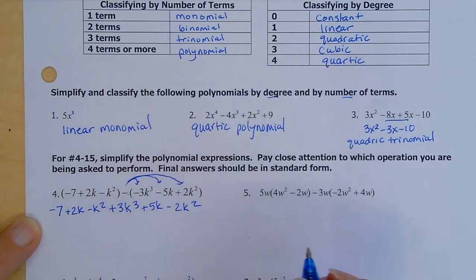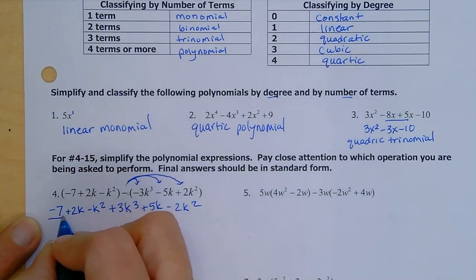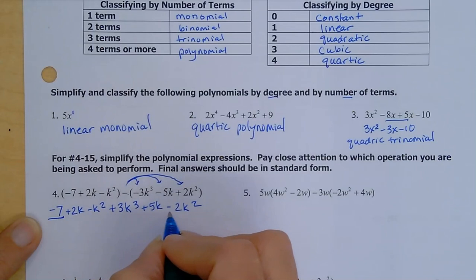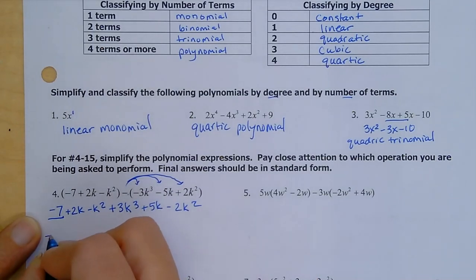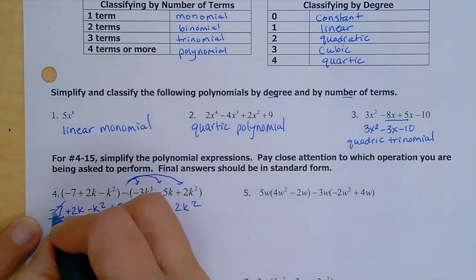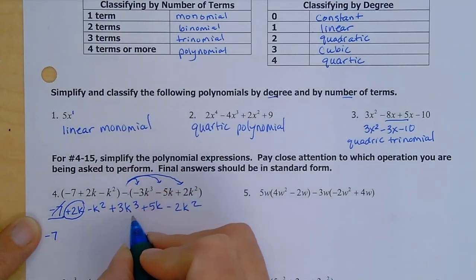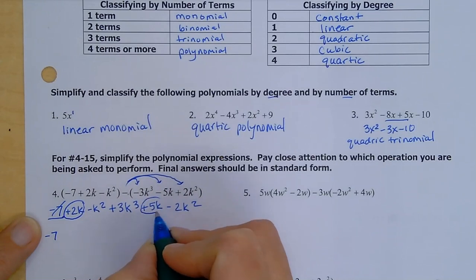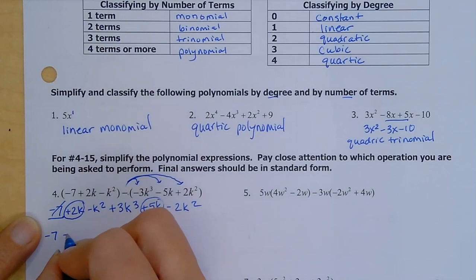So I'm looking for common or like terms. So I can say -7. I'm looking for any other constants. I don't see any. So I'm just going to put -7 as part of my answer. That's done. 2k, I'm going to look for other things that are just k. There you go, 2k and positive 5k, don't lose your signs, right, is going to be 7k.